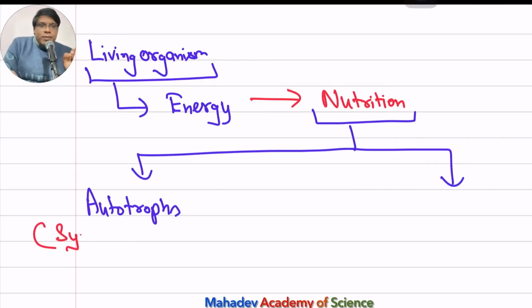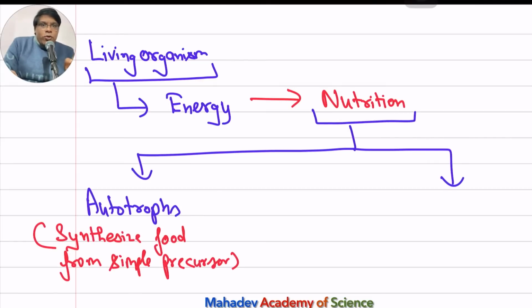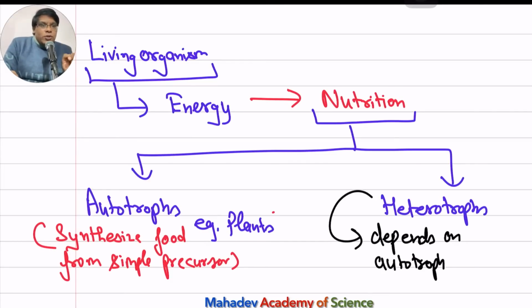One is autotrophs. The living organisms known as autotrophs can synthesize their own food from simple raw materials. Here the best example is plants. In the same way, you must be knowing heterotrophs. Heterotrophs actually depend on autotrophs directly or indirectly for their food requirement.